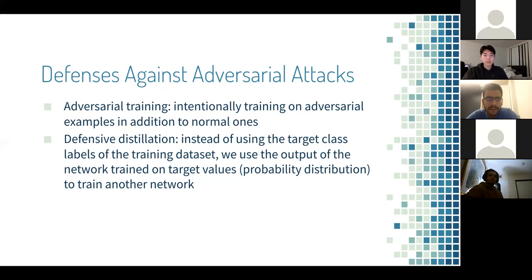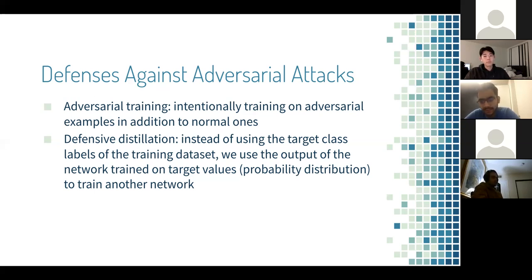Yeah, and another method is something called defensive distillation, where what you do is you train one machine learning model on your training data. And your training data is typically labeled, right? Like 1 for a cat, 0 for a dog, or something like that. But your machine learning model's output is continuous. It provides a probability that the image is of a dog or a cat.